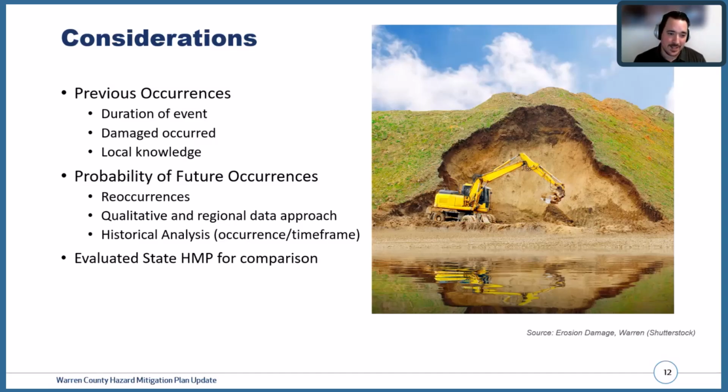And then evaluate the state hazard mitigation plan. They completed a recent plan update, and does it look similar to what the county is representing as well? Is there anything that can be incorporated from the state plan that you want to be addressed in the county level plan?